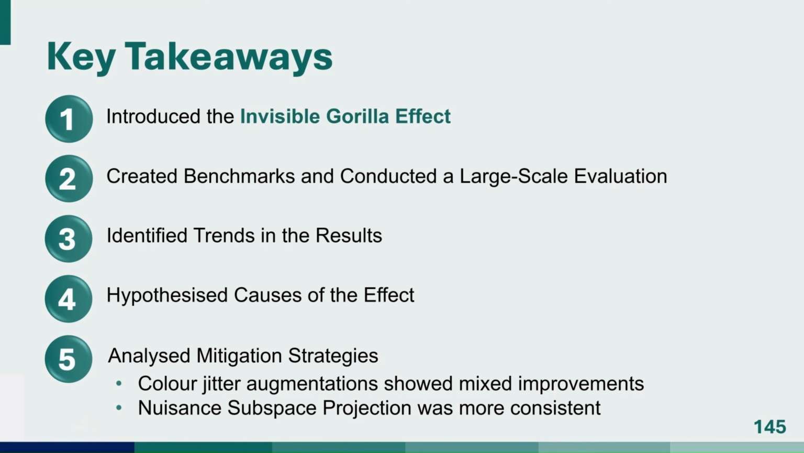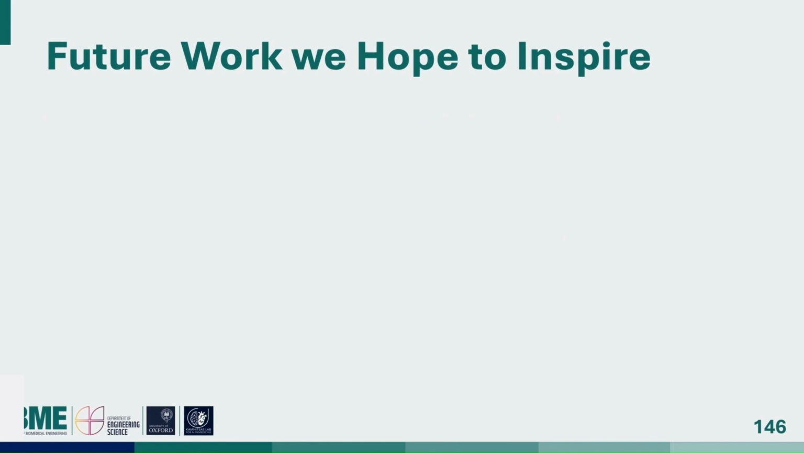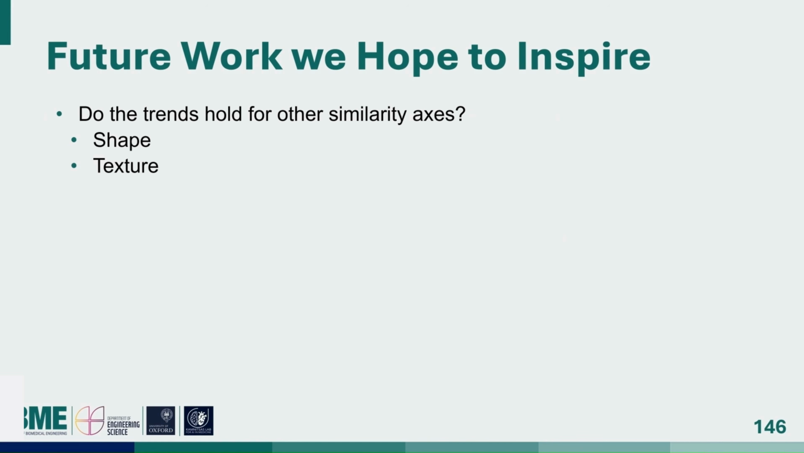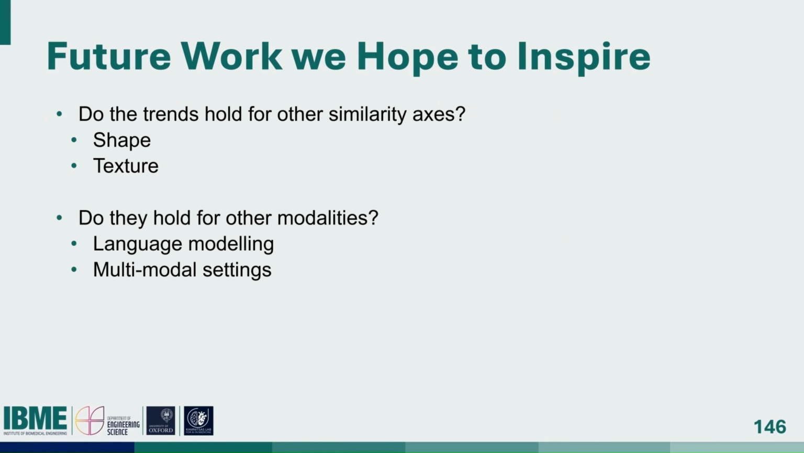And finally, we analysed mitigation strategies, finding that color jitter augmentations showed mixed improvements, whereas nuisance subspace projection was more consistent but can be applied on fewer methods. And we hope this finding will inspire future work. For example, do these trends hold in other similarity axes, such as shape and texture? And do they hold for other modalities? What about language modelling, and what about multimodal settings?